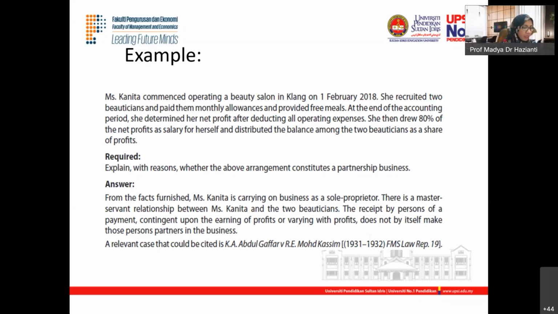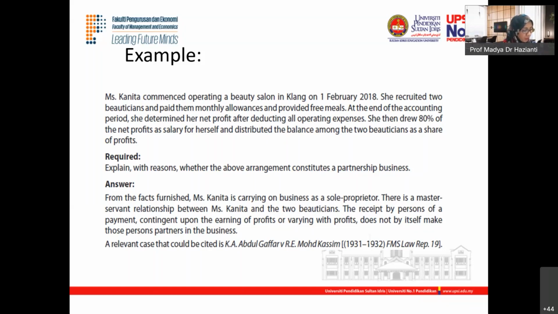Okay, so here we have to decide. Nampak macam, dia kata dia ambil gaji untuk dia, lebih dia bagi as a share of profit, as if macam partnership kan. But you have to look at the reasons here. So from the facts ni, Miss Kanita is carrying on business as a sole proprietor. The 2 beauticians tu bukan partner dia. Okay, so there is a master-servant relationship sebab dia bagi monthly allowance.